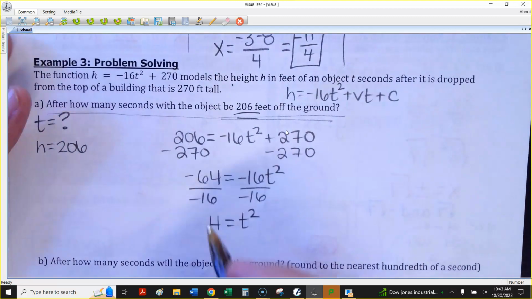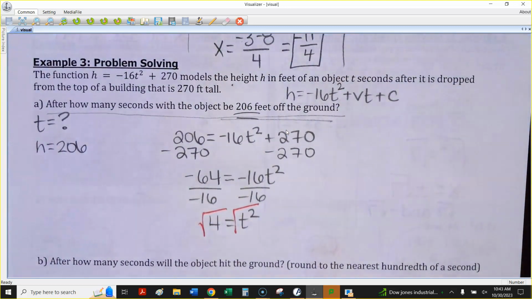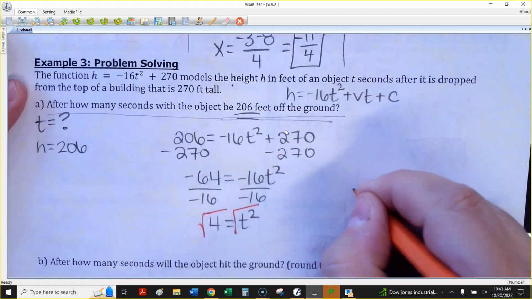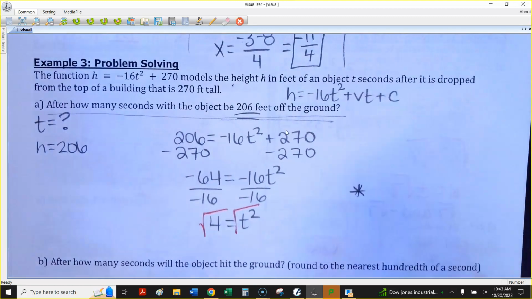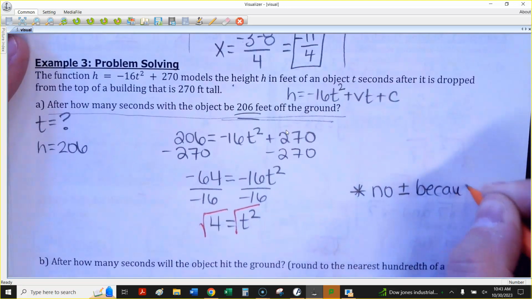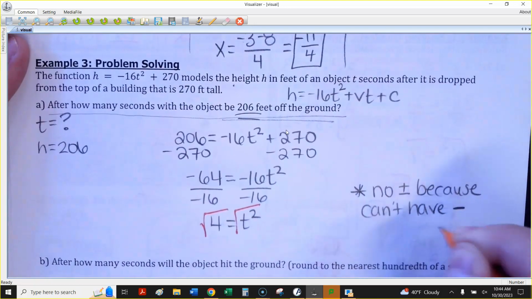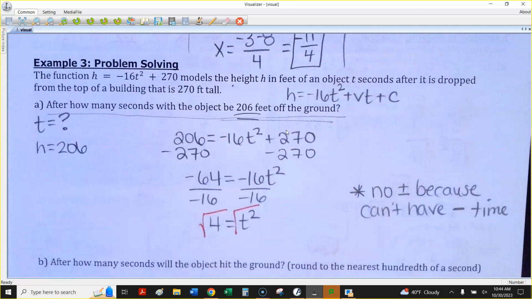Okay, now I'm going to put my square root and get t alone by doing that. Why am I not going to write a plus and minus symbol on this question? Does anybody know? Algebraically I should write a plus and minus symbol, but if it's attached to the situation, why not? Exactly. Okay, so a lot of these, I don't want to say every time, but almost every time, you don't want a plus and minus on this because you can't have negative time. Right, I can't have -2 seconds.